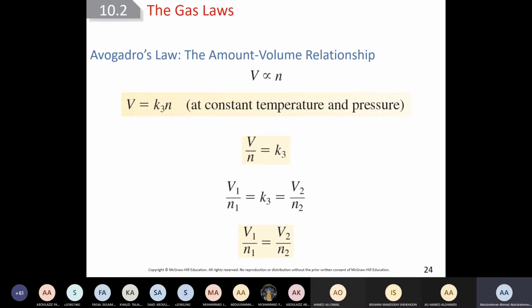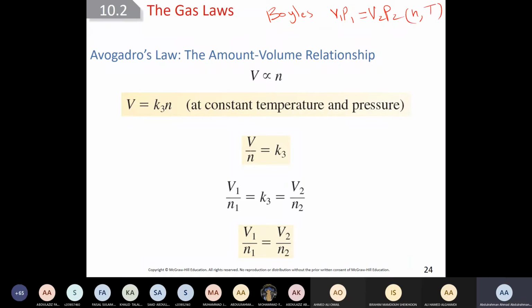Okay, give me the first scientist who related P with V. V1 P1 equal to what? Boyle. Boyle's law, yes. V1 P1 equal to V2 P2, and this is constant, N and T constant.